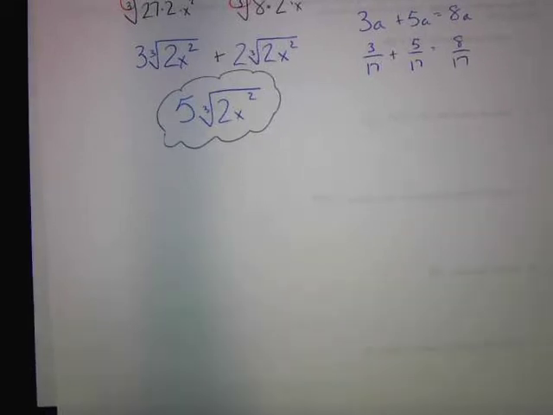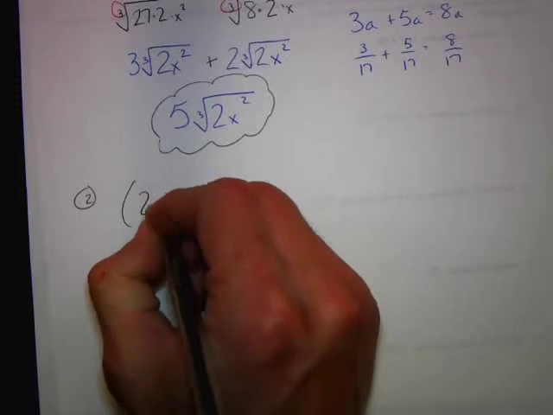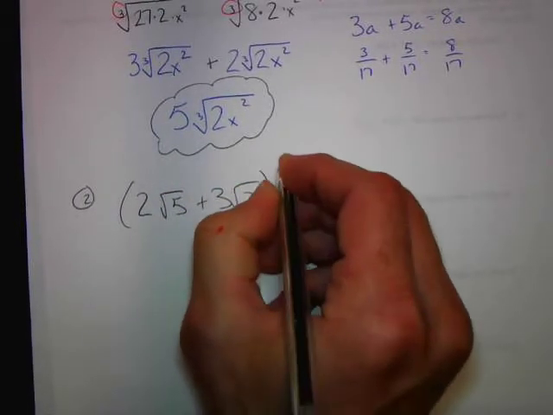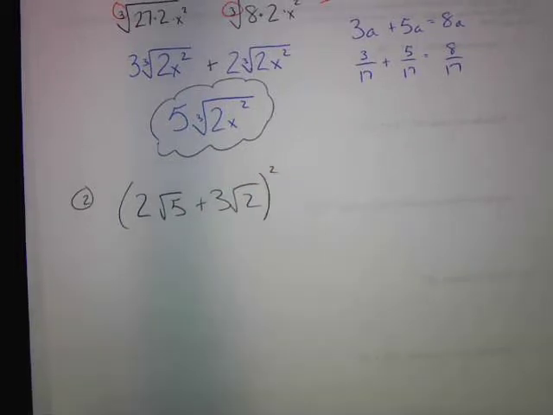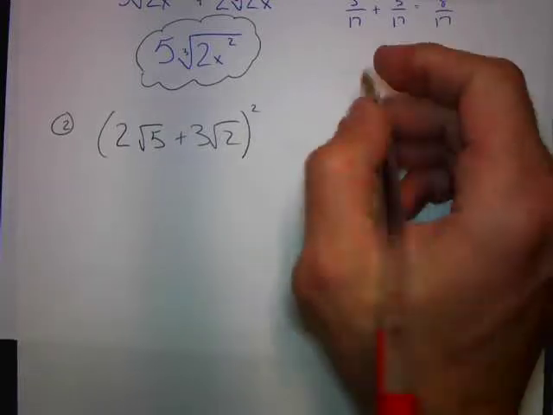Now we're going to start messing with your day. All right, number 2. We're going to simplify this expression now. 2 times the square root of 5 plus 3 times the square root of 2, squared. How in the world can we even address that? Well, let's take a trip down memory lane.